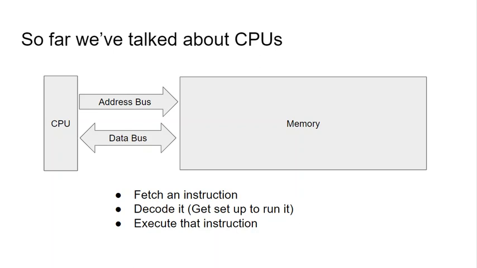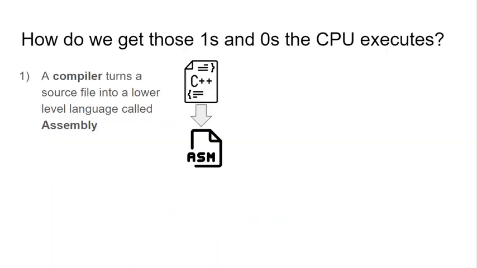But I never really talked about how we get these programs that the CPU runs. So the CPU executes a program that's in binary. It's in ones and zeros. That's what the CPU does. It reads ones and zeros and it writes ones and zeros. But we don't write in ones and zeros. So how does that work? Well, we need some tools for that.